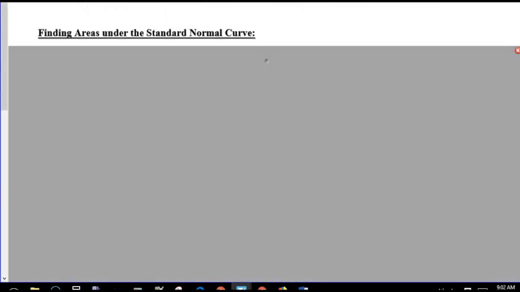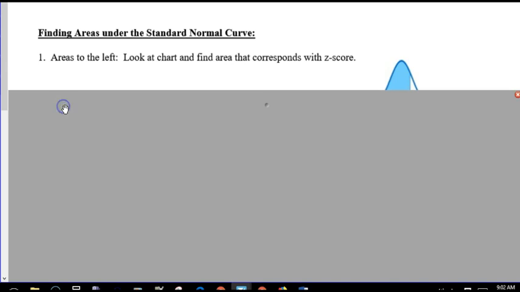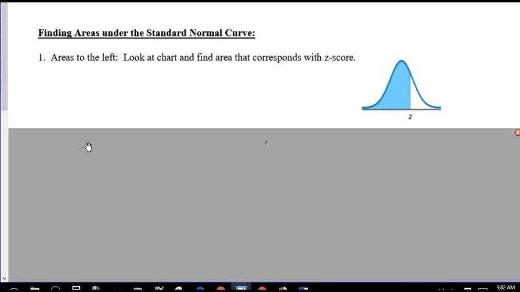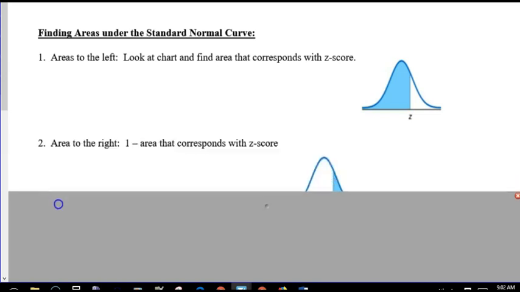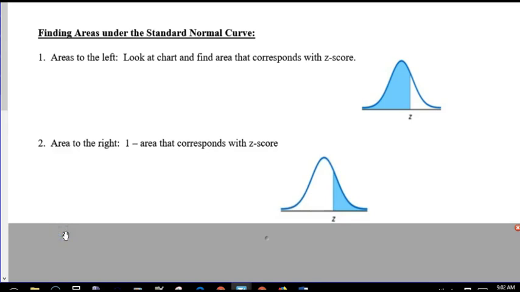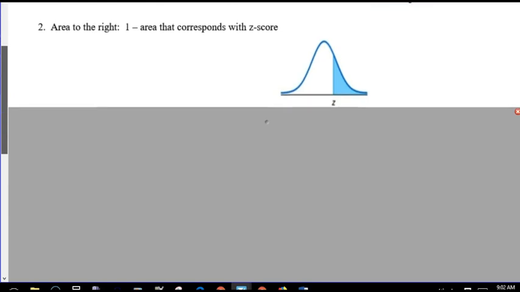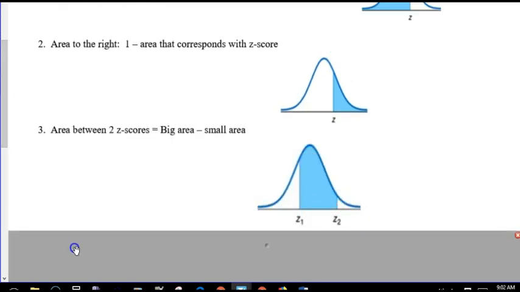Moving on. So, finding the areas under the curve. Areas to the left: it always is going to show you the area left of that z-score. This is just a summary. Area to the right, if you ever want to know right of the line, we're going to do 1 minus that number. Just a simple mathematical calculation. So if we want left, we use the chart. If we want right, we look it up on the chart and then subtract it from 1. And if we're ever looking for an area in between two z-scores, we just subtract the big area minus the small area. That's simple.